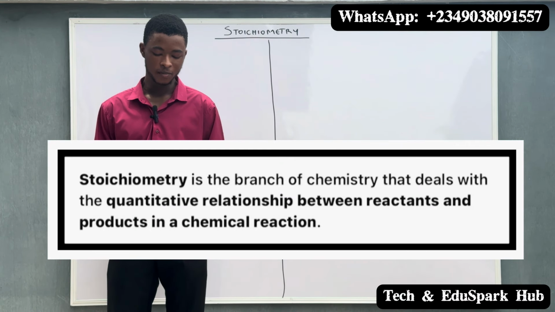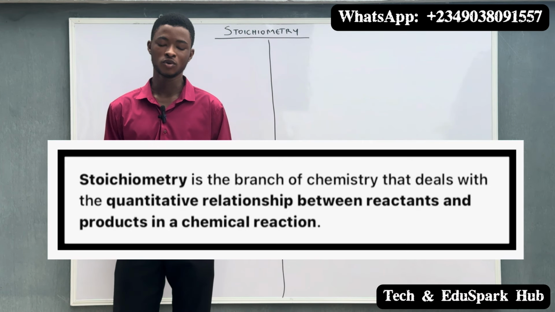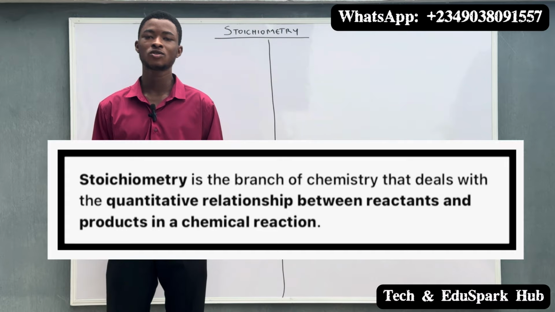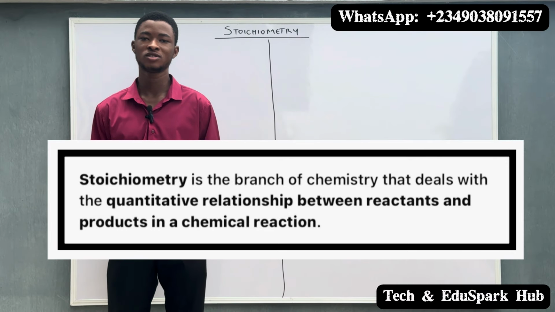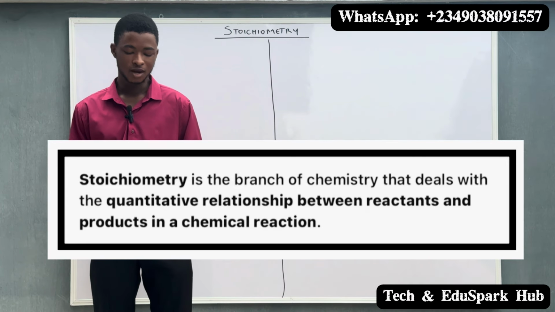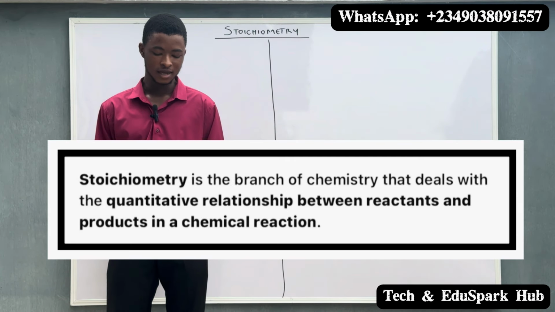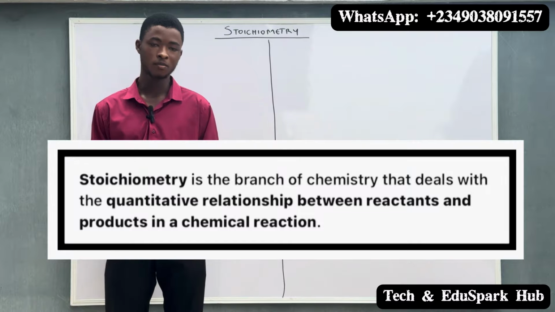So stoichiometry helps us to calculate the amount of reactants needed and the amount of products formed. And it also helps us to calculate the mass relationship, the mole relationship, and the gas volume. So all stoichiometry calculations are based on mole concept. And what do we understand by the mole concept? So the mole concept is the amount of substance that contains the Avogadro's number of particles.